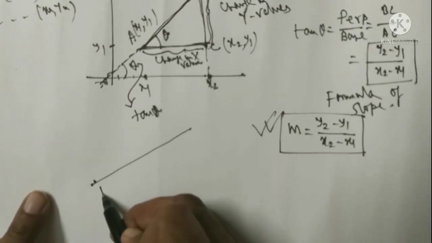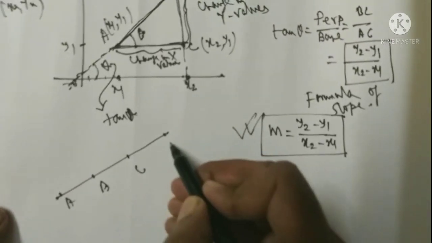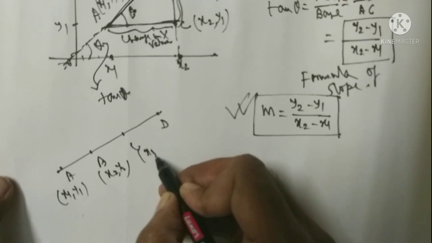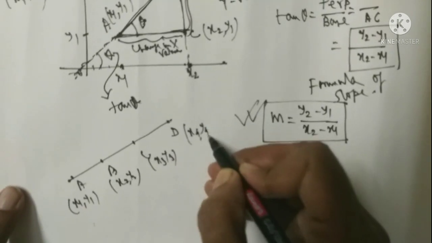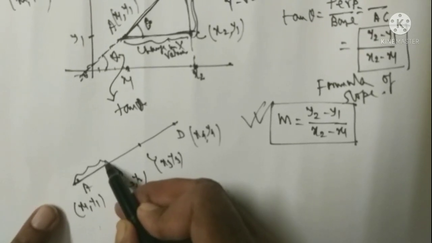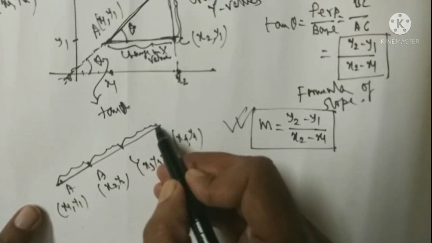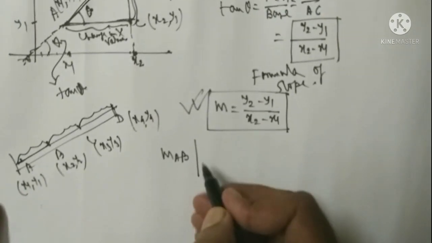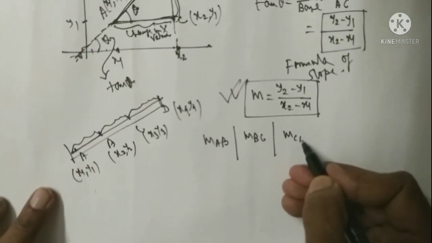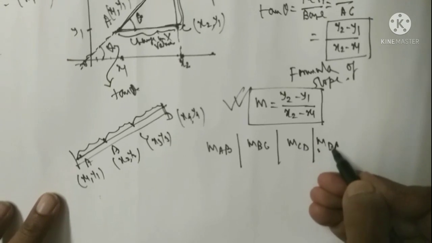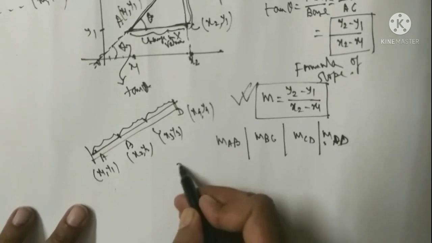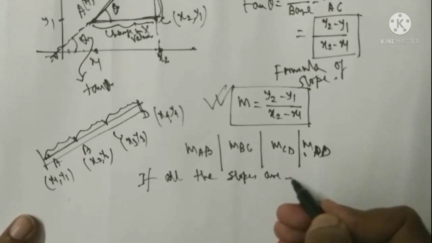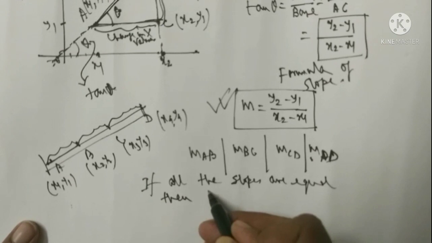This is the line A, B, C and D. Suppose this is x1 y1, this is x2 y2, this is x3 y3 and this is x4 y4. Firstly, we find the slope of this part, second, the slope of this part, third, the slope of this part, and fourth, the slope of this part. That is, we have to find MAB, MBC, MCD and MDA. If all the slopes are equal, then the points are collinear.